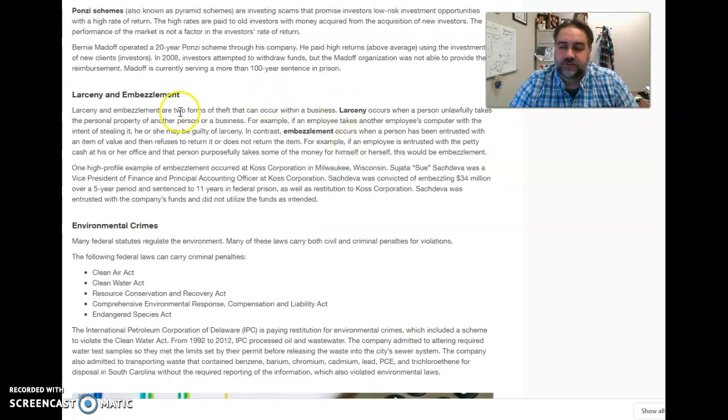Larceny occurs when a person unlawfully takes the personal property of another person or business. For example, if an employee takes another employee's computer with intent of stealing it, he or she may be guilty of larceny. In contrast, embezzlement occurs when a person has been entrusted with an item of value, then refuses to return it or does not return the item. For example, if an employee is entrusted with petty cash at his or her office and that person personally uses or takes some of the money for themselves, that would be embezzlement. So they're taking it for personal use.